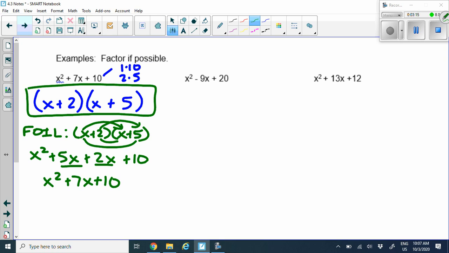Now, do you need to do this all the time? No, but it's a good method if you're not sure if you did it correctly. FOIL or distribute, multiply to see if you got it correct. Okay, let's try the next one.